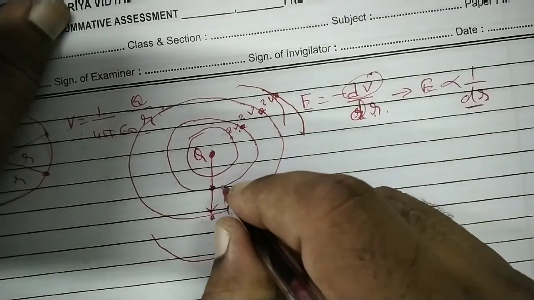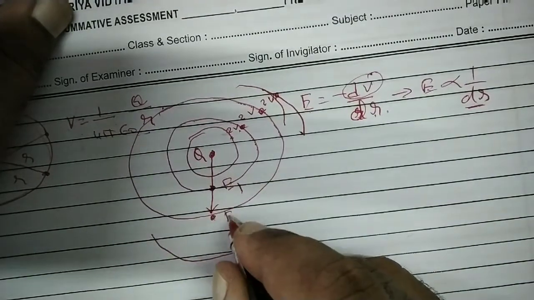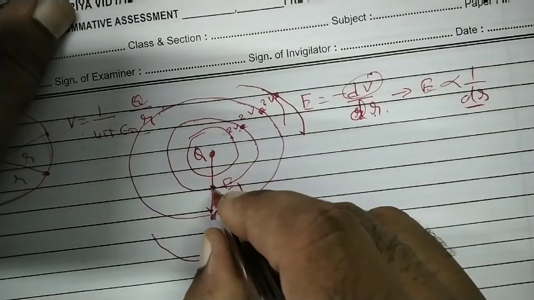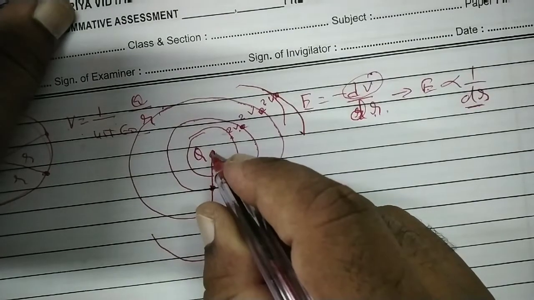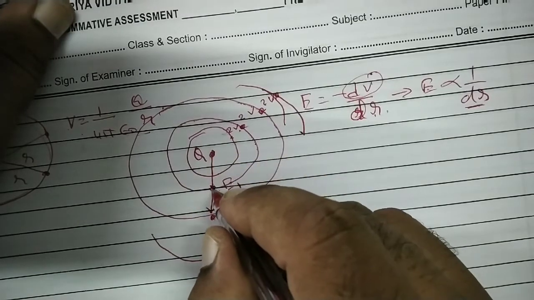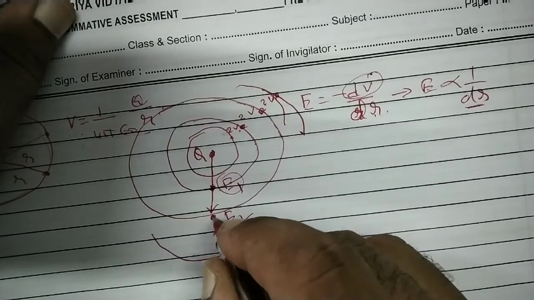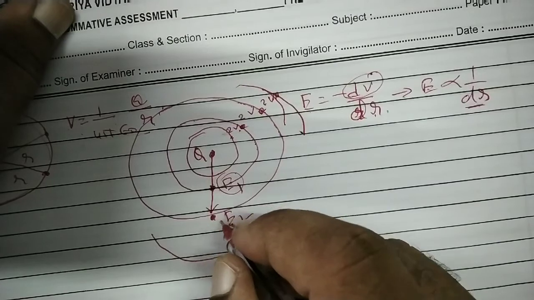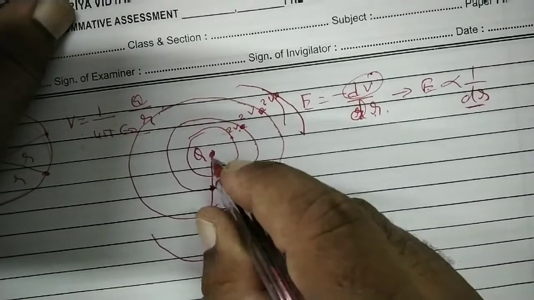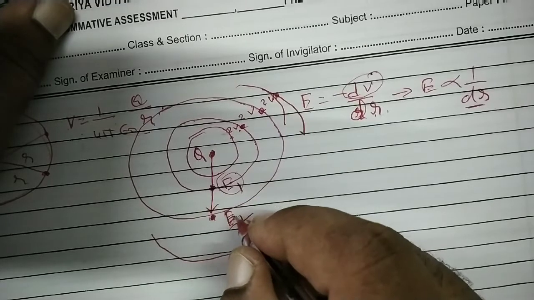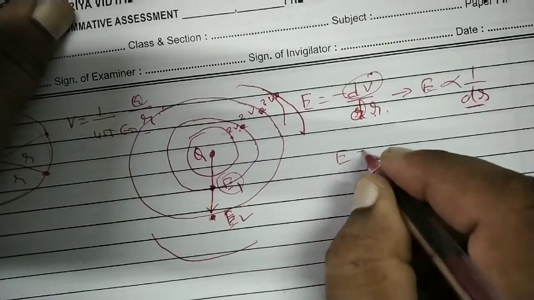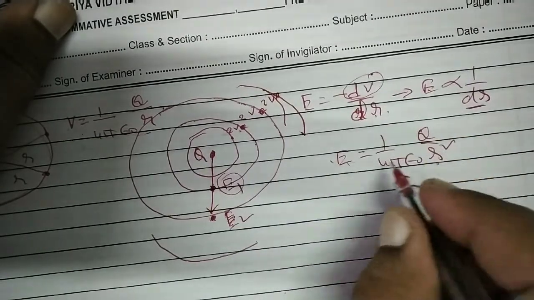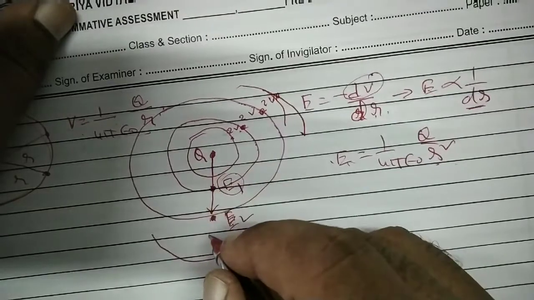At a nearer point, the field will be strong. So for example, E1 and E2: E1 is at the point closer to the charge, so E1 is greater, because it is a nearer point. That's why E1 value will be more than E2 value. If you are going away from the center of the charge, the electric field decreases, because the electric field value is 1 by 4 pi epsilon 0 Q by R square, inversely proportional to R square. So if you are going away, the electric field intensity decreases.